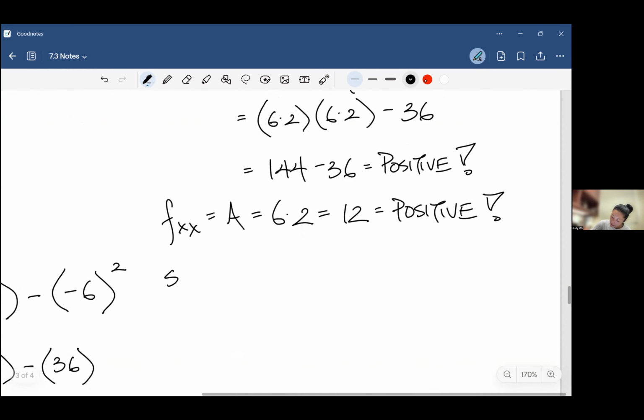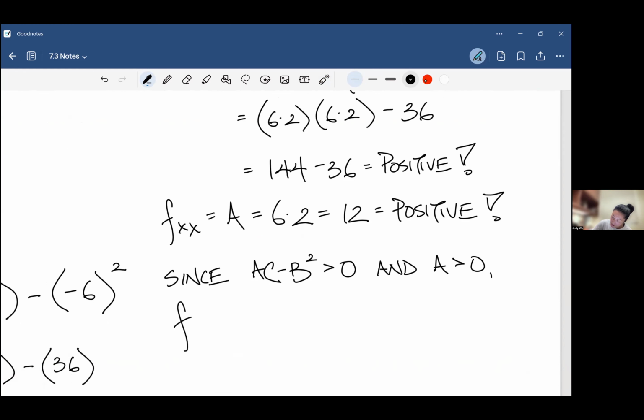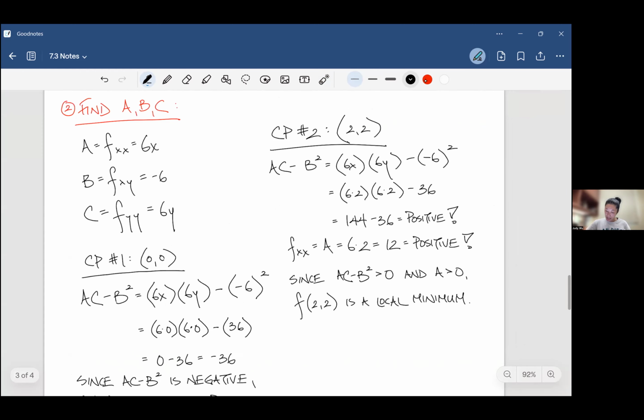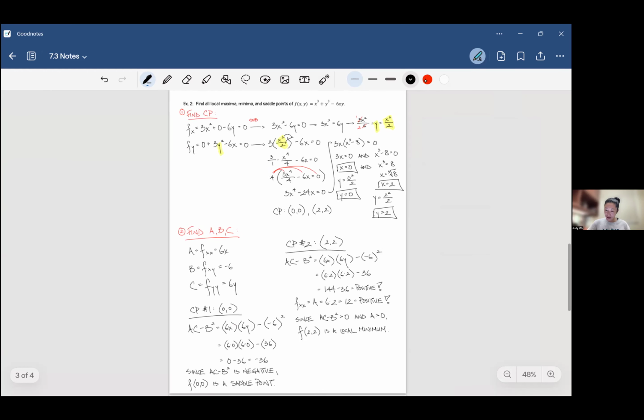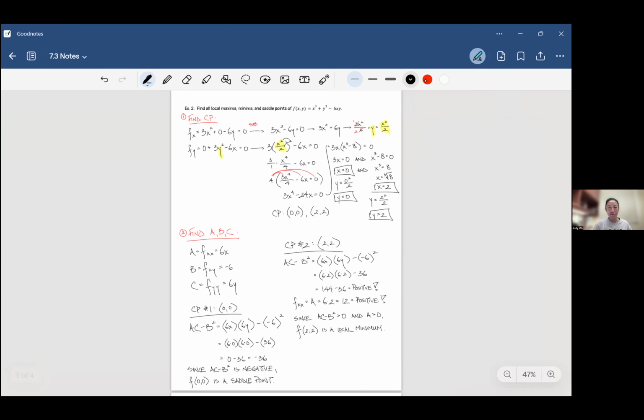So let's write another sentence. Since AC minus B squared is positive, that's another way you could write it, and A is positive, f of 2, 2 is a local minimum. Okay. Now you can see why I left you so much room on this page, because it does take a whole page worth of work, only because there's a little bit more algebra, and because there's 2 critical points, we have to plug in both of those, and that just takes more space.